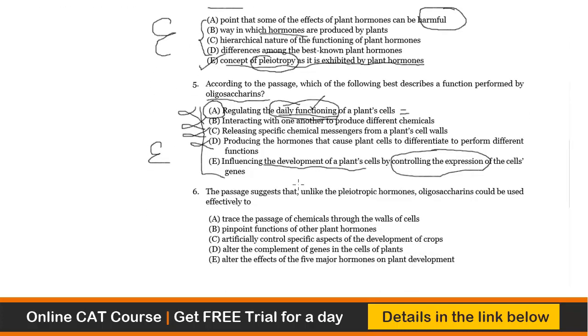Look at the sixth question now. The passage suggests that unlike pleiotropic hormones, oligosaccharin could be used to artificially control, because the pleiotropic hormones have so many effects that they are not useful in artificially controlling the growth of plants. On the other hand, oligosaccharins, unlike these pleiotropic hormones, can be used in that case. If the pleiotropy of the 5 well-studied hormones is making them useless in artificially controlling the growth of plants, that means oligosaccharin, which is unlike these, can be used. So it is suggesting, of course, it's not directly stating that. So C is the best choice, and the answer can be found from the second paragraph.